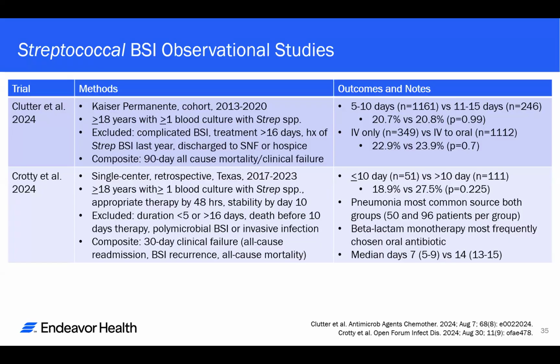And then Crotty and colleagues in 2024, this was a single center retrospective out of Texas, also again looking at strep, and they looked at a 30-day composite clinical failure, which included all-cause mortality, readmission, and bloodstream recurrence. And they looked at less than 10 days versus greater than 10 days, and again, found no difference. In the first trial by Clutter and colleagues, that was the highest amount were skin and soft tissue infections followed closely by pneumonia. In Crotty and colleagues, you can see almost all of them were from pneumonia source, so 50 out of the 51 in the shorter course group and 96 out of the 111 in the longer course group.